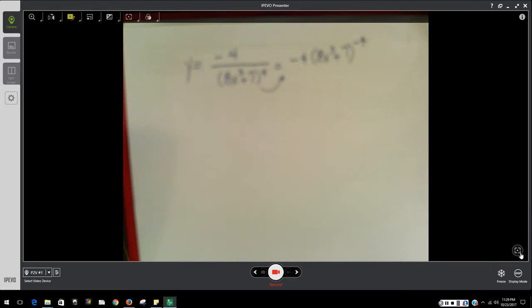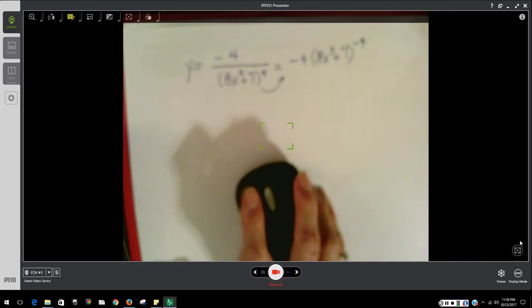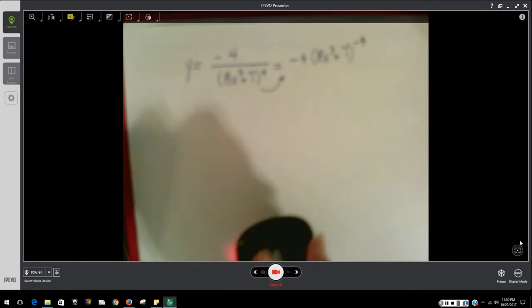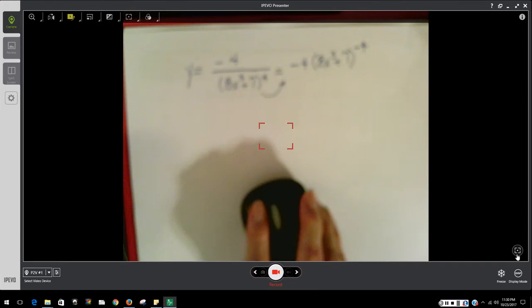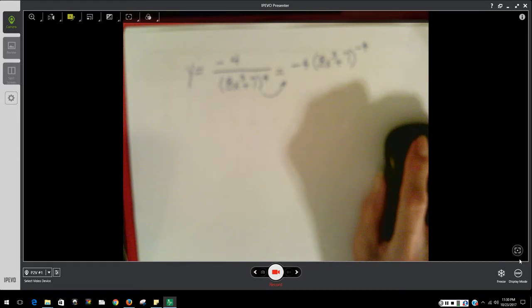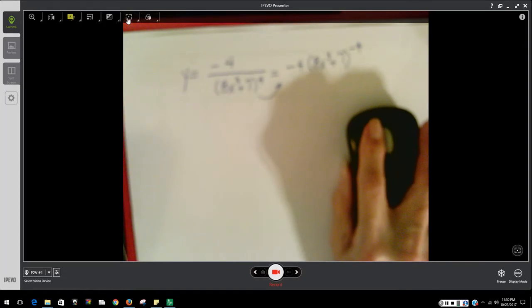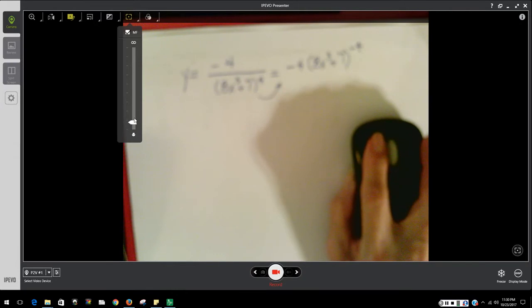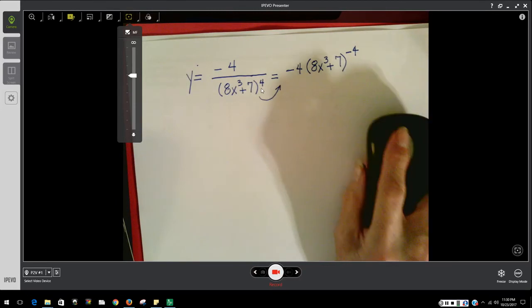Seem to be having focus issues here. Okay, that looks better.